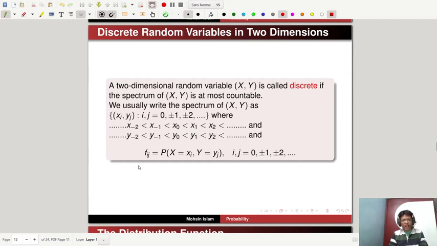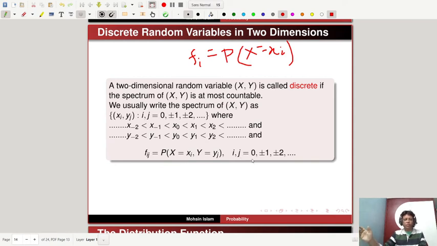So fij: instead of fi only, because in one dimension for a discrete distribution we defined fi, and fi equals the probability of X equal to xi, that is for a discrete distribution. Now in this case you have fij, X equal to xi, Y equal to yj, with i, j equal to 0, 1, plus or minus 1, plus or minus 2, etc.